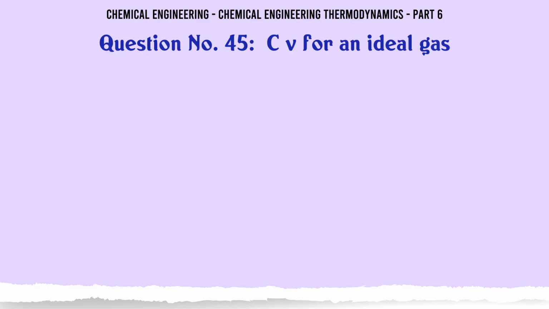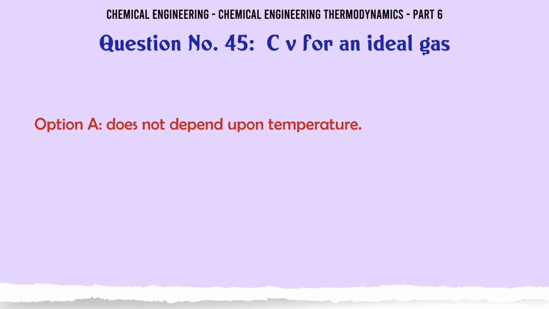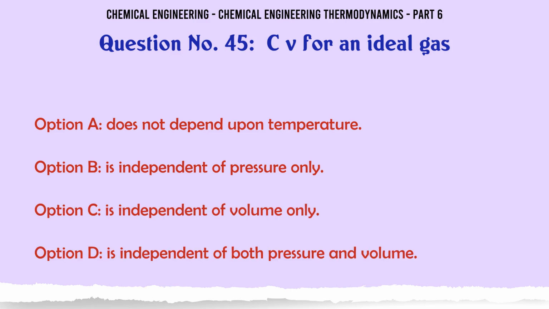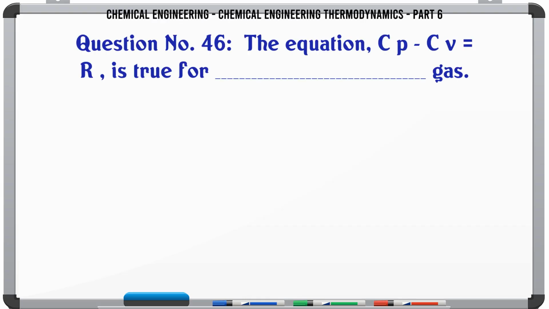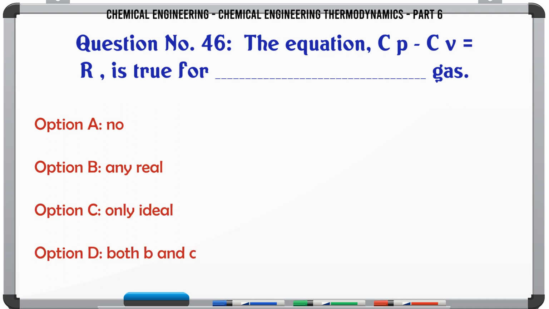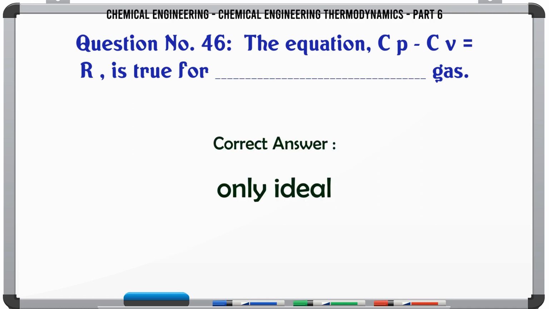Cv for an ideal gas, A. does not depend upon temperature, B. is independent of pressure only, C. is independent of volume only, D. is independent of both pressure and volume. The correct answer is independent of both pressure and volume. The equation Cp - Cv = R is true for gas. A. No. B. Any real. C. Only ideal. D. Both B and C. The correct answer is only ideal.